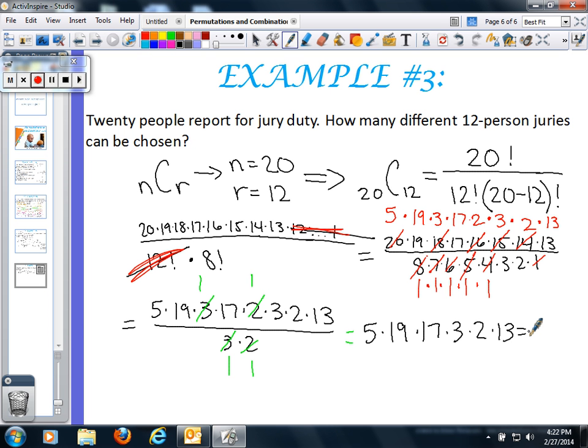work doing multiplication on your calculator or anywhere else, or even if I had to do multiplication by hand. It's a lot easier to do this than to do all that multiplication, 20 factorial, and then divide it by all that other multiplication. Okay? So 5 times 19 times 17 times 3 times 2 times 13 is 125,970.